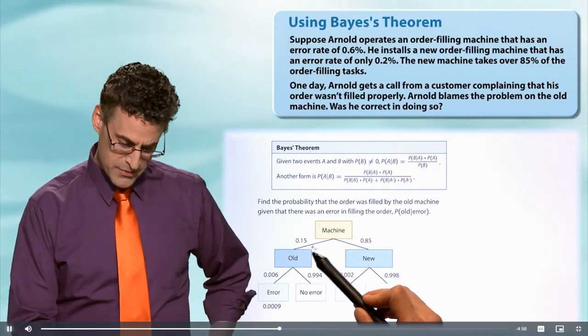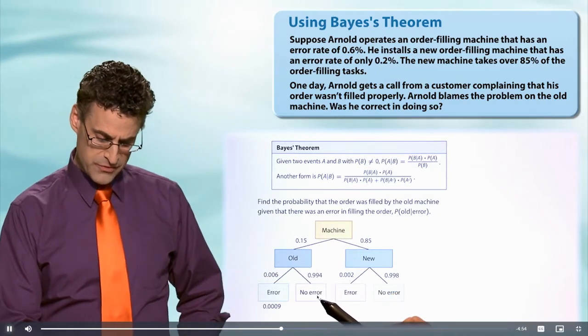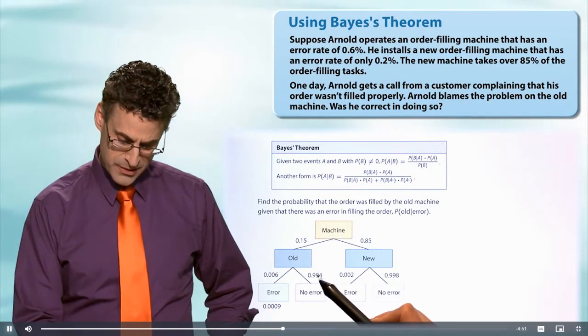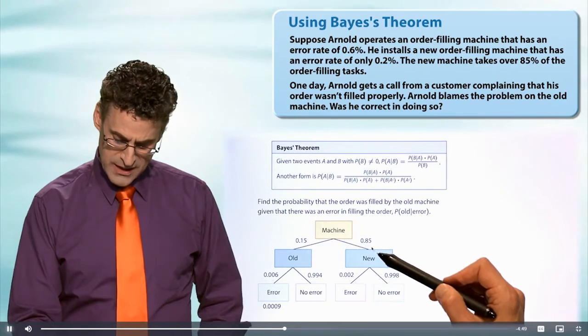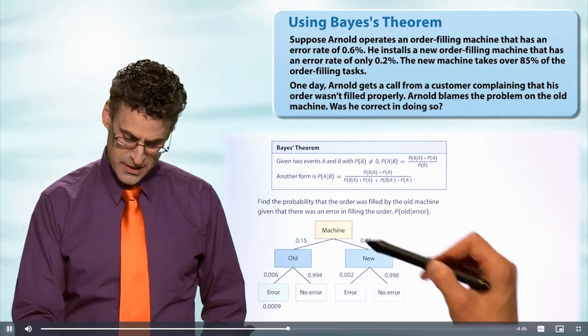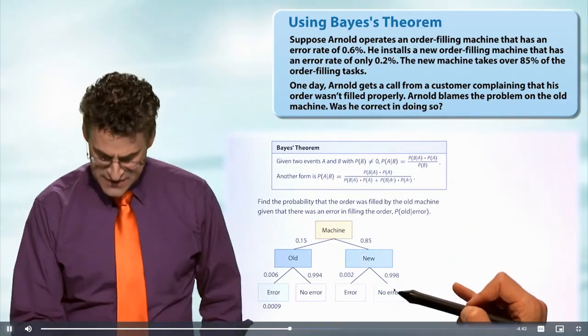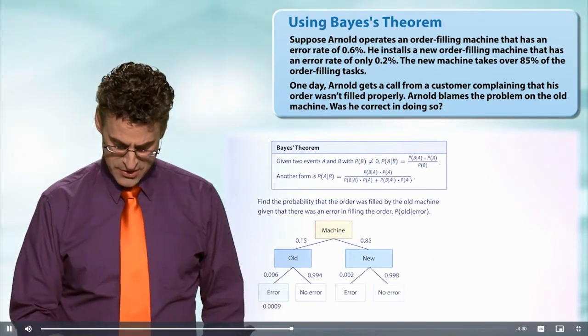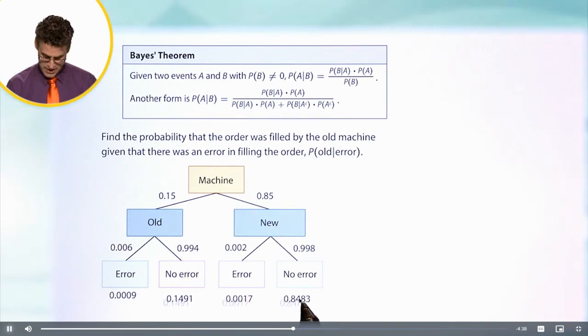To get these other probabilities, I do the exact same thing. I take the probability of getting an old machine and the probability of no error, then multiply those two numbers together. For the new machine, I take the probability of getting the new machine and having an error, and multiply these numbers together. Take the probability of having a new machine and no error, and multiply these numbers together. And if you do that, you see these probabilities right here.